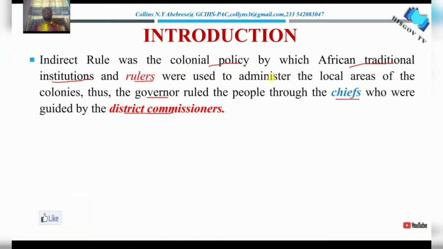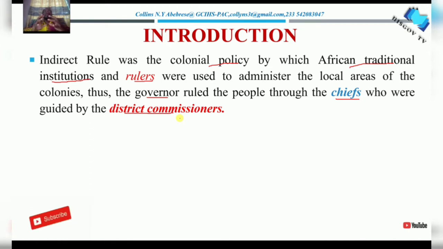So in the indirect rule system, the British ruled the people through their local chiefs. The local chief was guided by the district commissioners, and the district commissioners were appointed by the British. So when laws are made, or when the British want to get in contact with the local people, they pass it through the chiefs, and then the chiefs inform their subjects about what the British intend to do. That is all the indirect rule was about. The people were ruled through African traditional institutions and rulers.